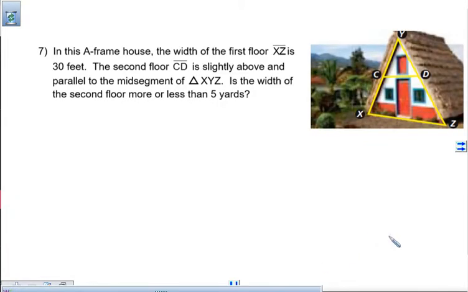Next up, in this A-frame house, the width of the first floor, XZ, is 30 feet. Okay, so we know the bottom from X to Z is 30 feet. The second floor, CD, is slightly above and parallel to the mid-segment. That means that the mid-segment is below CD.